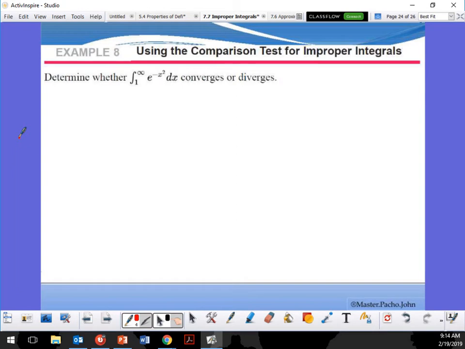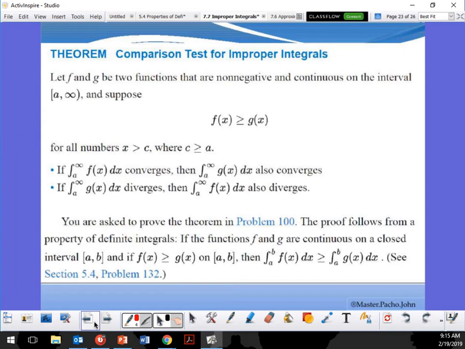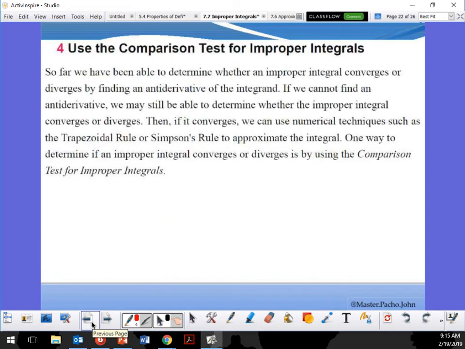Okay, so this is 7.7. We're finishing improper integrals. We're going to cover 7.6 today also. This is just the last example we're going to do. So now, what we're talking about is a comparison test.